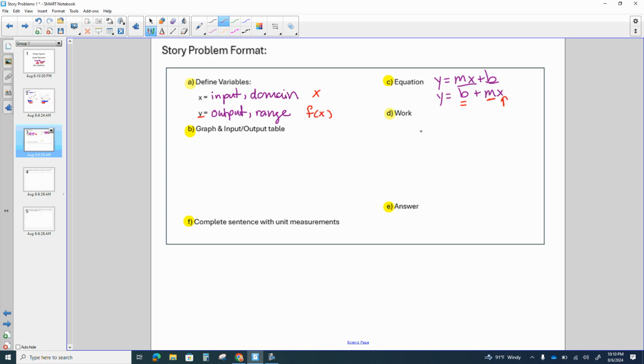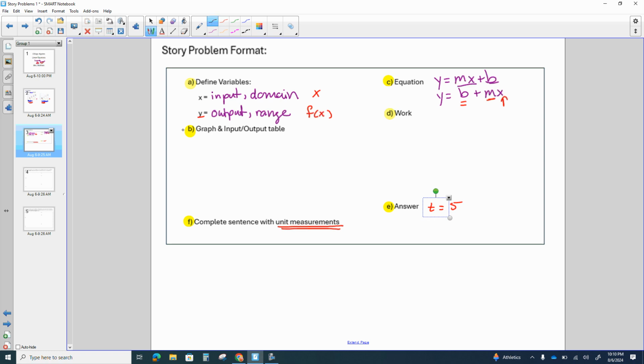Your work is basically explanatory. A lot of the time, because we get to use calculators to plug things in, it's basically just showing what you do if you have it plugged in. Your answer is going to be whatever you get, like t equals 5. And for your complete sentence, you just need to make sure you have the unit measurements. And I'm going to show you, the sentence can vary a little, but as long as you have those components, I'll show you what part is really important when we do a problem.